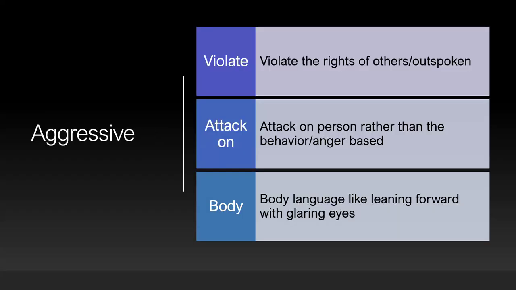Okay. So aggressive violates the rights of others. And remember, it is being rude, not providing that privacy, putting all that patient's private information out there. And it's an attack on the person rather than the behavior. And then we want to be considerate of our body language. If you're being aggressive, we're leaning forward, those glaring eyes, our voices may be raised. So it's like the opposite of assertive.